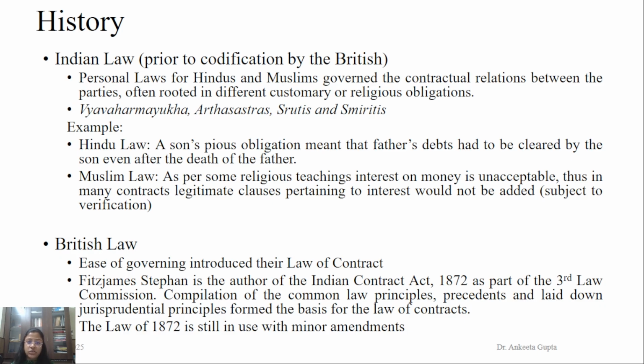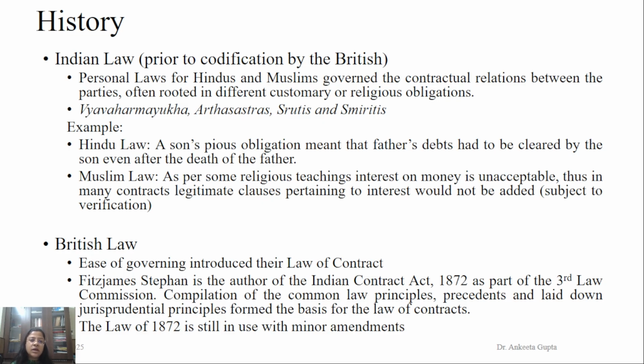the year 1872. And prior to that, in India, we only had the concept of personal laws or religious connotations or customary laws or customary methods which governed the modicum of entering into agreements between the different parties. Essentially, here I'm mentioning what the Hindus and the Muslims did. There are other religious texts as well, which I have not mentioned here. So, for instance, I have mentioned here the Vyavahara Mukhya, the Artha Shastra, Shrutis, Smritis, etc.